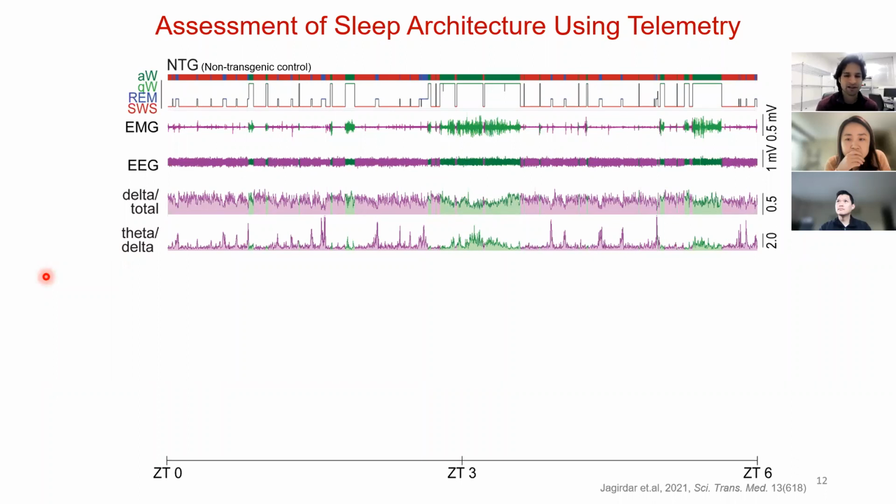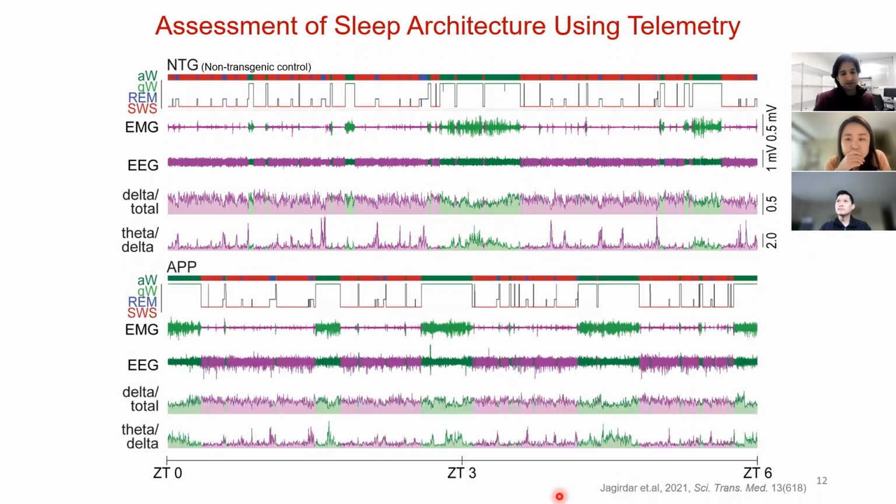And the one thing that needs to be noted here is that the mice are not like us. They are nocturnal animals. So they sleep during the day when the lights are on, and they are active when the lights are off. So this was done from zeitgeber 0, that's 7 a.m. to 7 p.m.